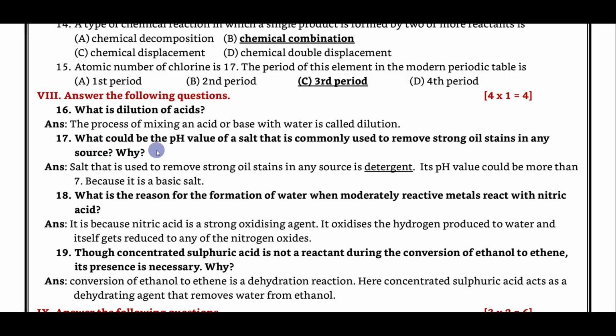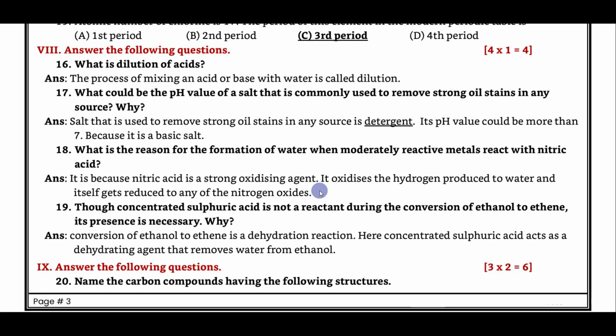Next question: what could be the pH value of a salt that is commonly used to remove strong oil stains in any source? The salt that is used to remove strong oil stains is detergent. Its pH value should be more than 7 because it is a basic salt.